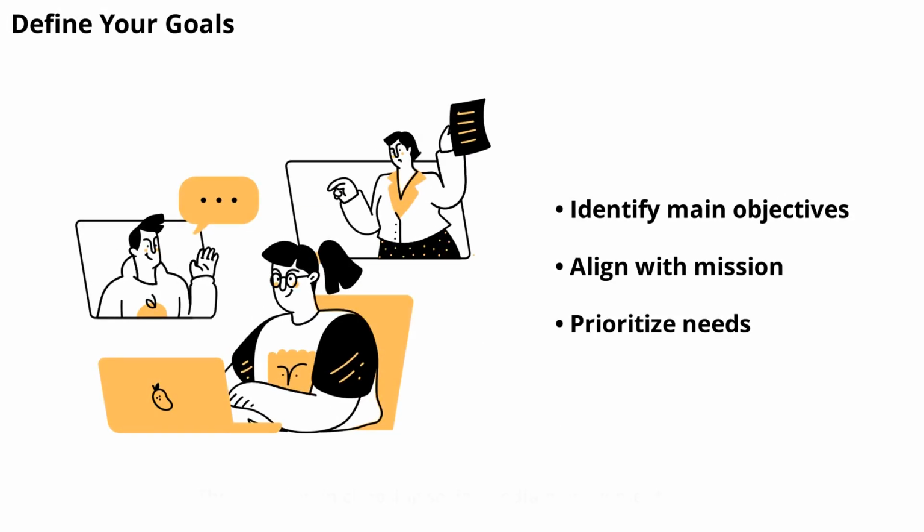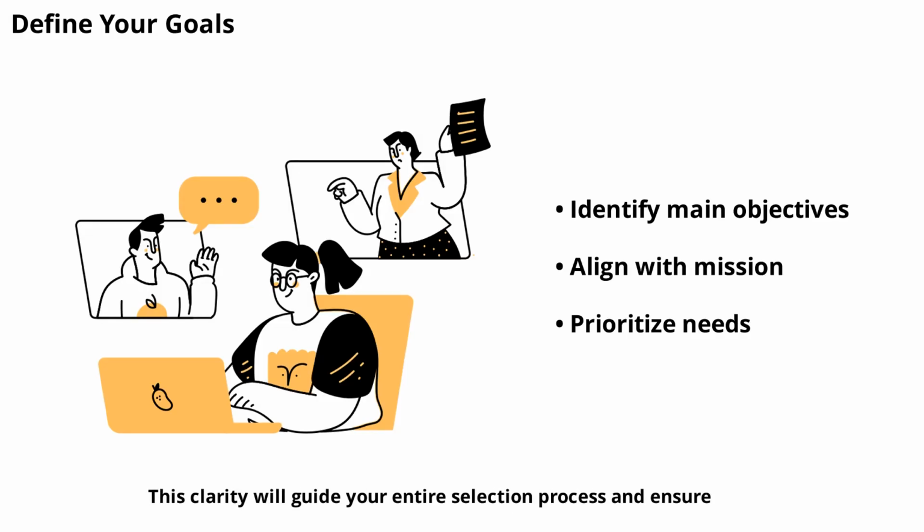The first step in choosing social media management software is to clearly define your nonprofit's goals. Are you aiming to increase awareness, boost engagement, recruit volunteers, or drive donations? Understanding your objectives will help you identify which features are most important in a software solution. Take time to discuss with your team and write down your top priorities. This clarity will guide your entire selection process and ensure the tool you choose aligns with your mission and vision.